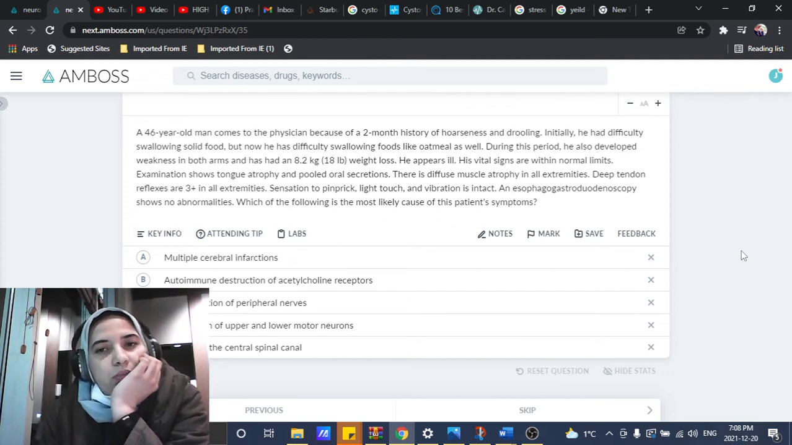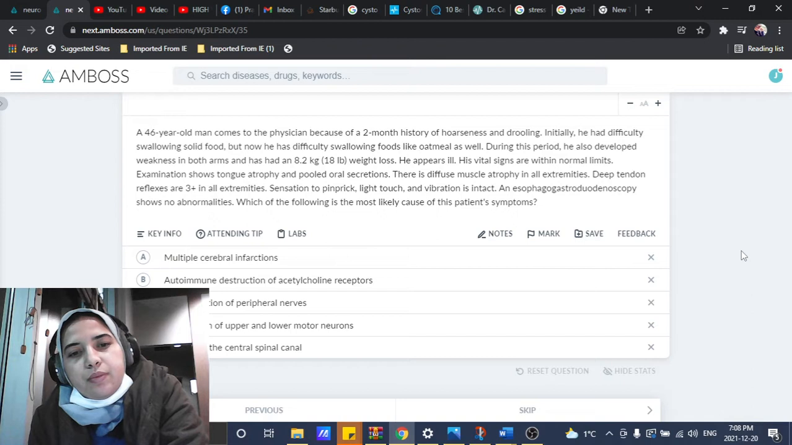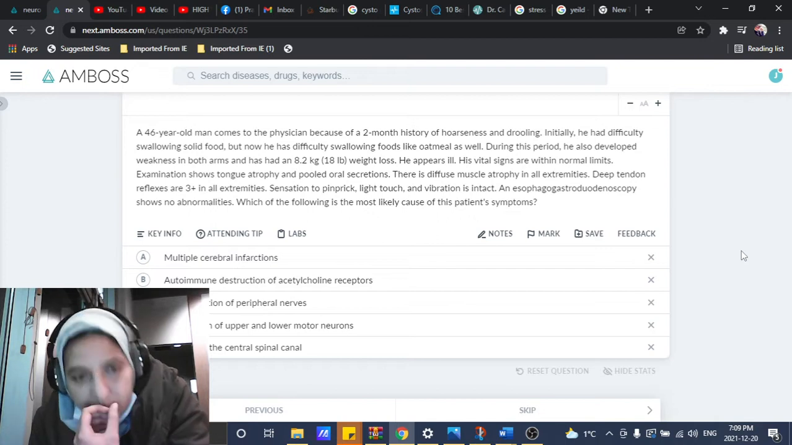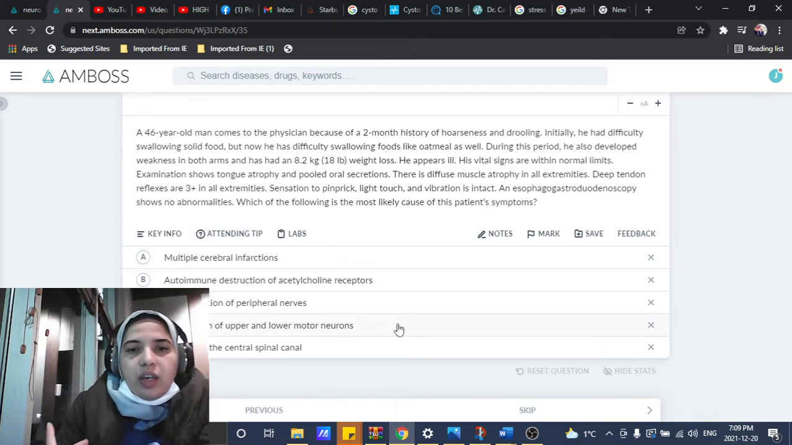Okay. His vital signs are within normal limits. His exam shows tongue atrophy and pooled oral secretions. There is diffuse muscle atrophy in all extremities. Deep tendon reflexes are 3+. Sensation to pinprick, light touch, and vibration is intact. And an esophagogastroduodenoscopy shows no abnormalities. Which of the following is the likely cause of his symptoms? Okay, I'm gonna go with destruction of upper and lower motor neurons because this looks like ALS.